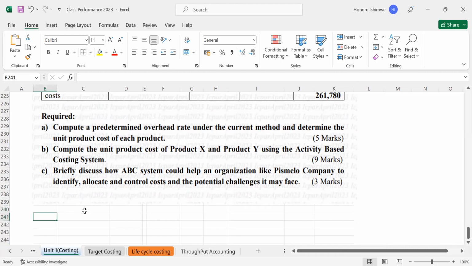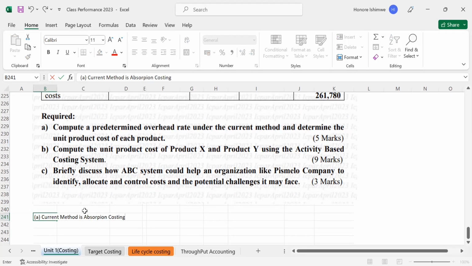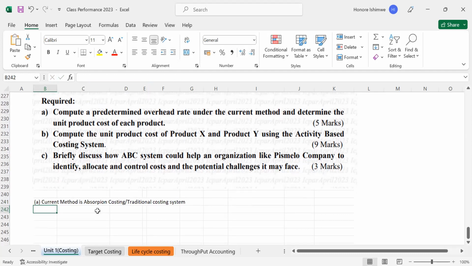Part A. This company is actually using traditional absorption costing. We say the current method is absorption or traditional costing, because they say they allocate the overhead based on the direct labor hours, which is the same as absorption costing or traditional costing. The company currently is using this method.